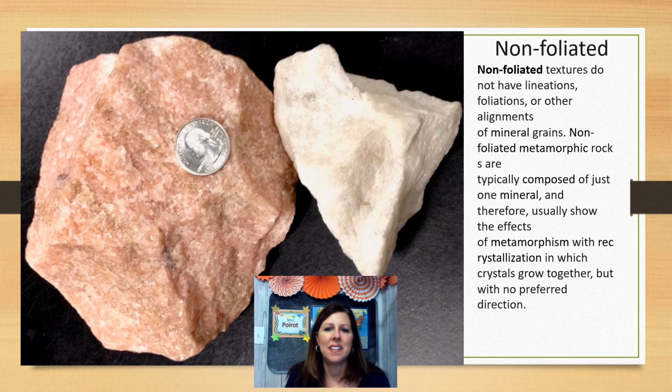And here's another example of some non-foliated rocks. Remember, these do not have any lines or any mineral grains. They're just typically composed of one mineral or a few minerals, and they show the effects of metamorphism with recrystallization, where the crystals grow back together, but not in any certain kind of direction. So some examples of this would be marble and quartzite.